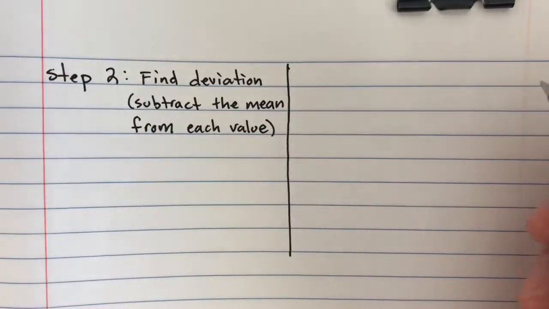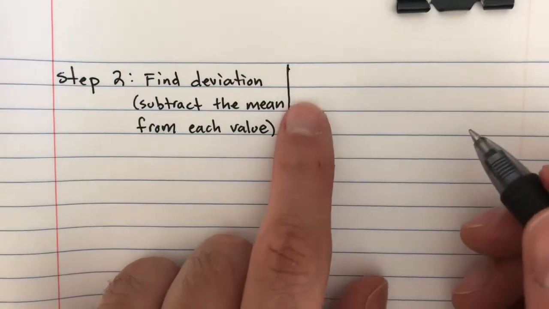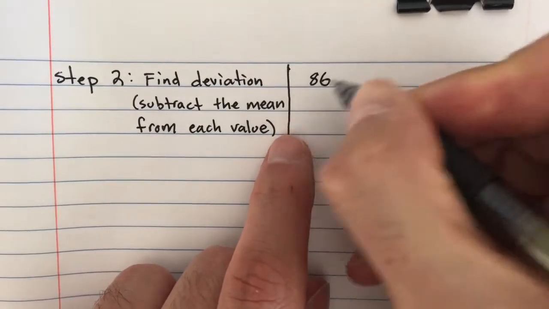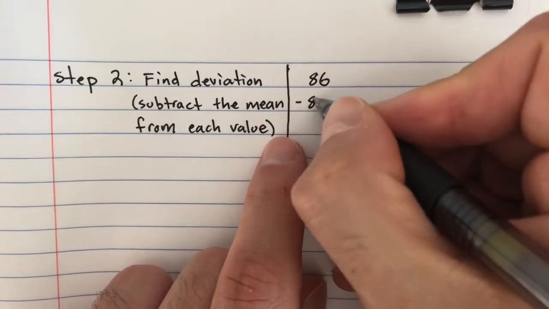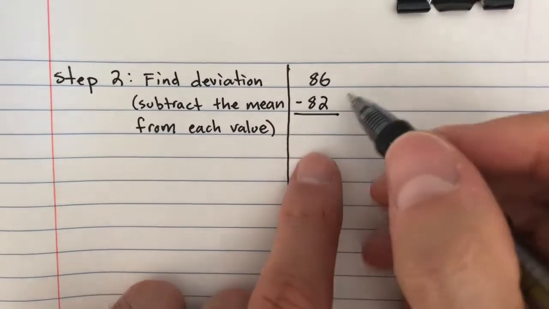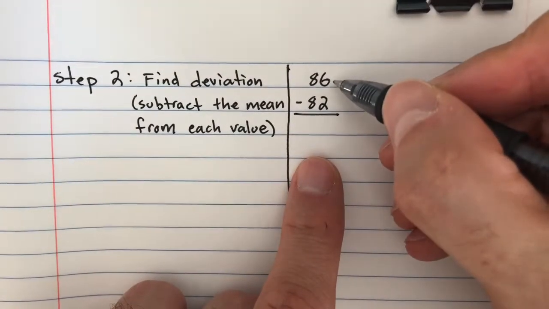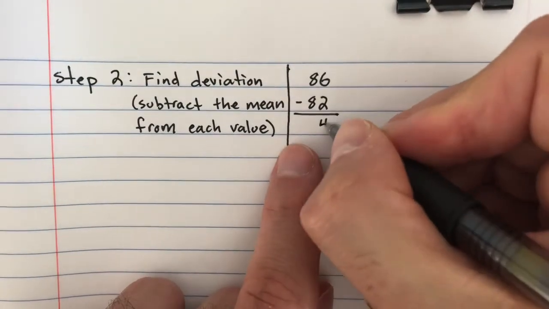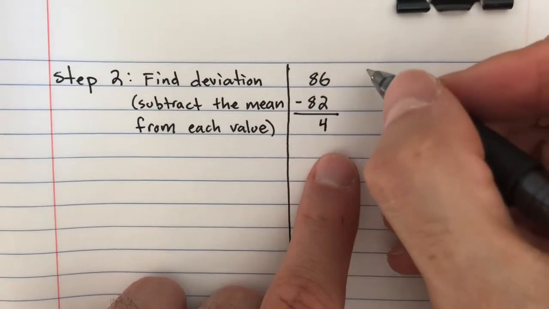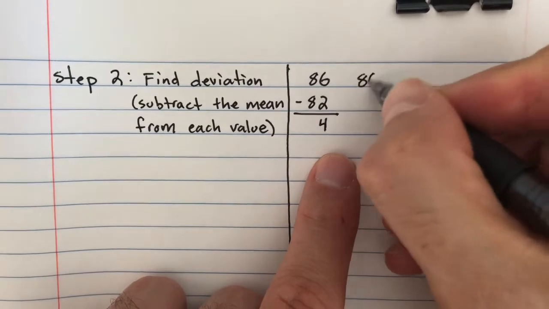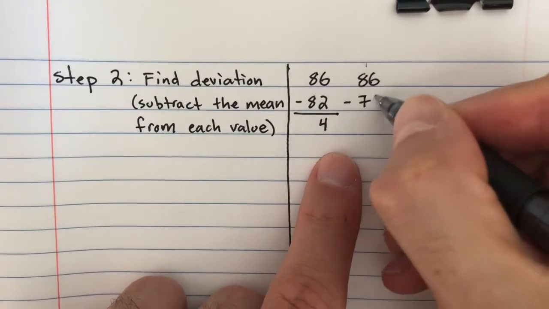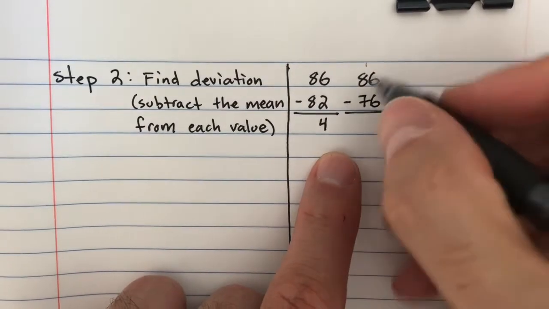But I'm going to go through the data value. So the first data value is 82. I'm going to put the mean on top because it's the bigger number, and I'm going to subtract 82 from it. So again, 86 is my mean, 82 is my first value. 6 minus 2 is 4. So then I do the next one. I'm going to use my mean on the top again. The next value is 76. Subtract that, I get 10.